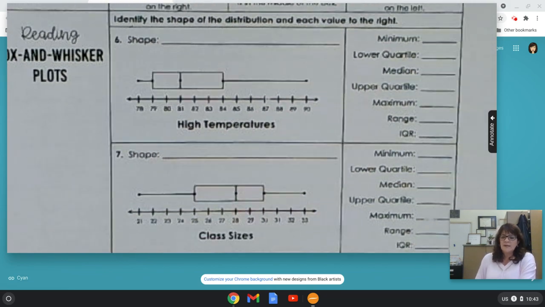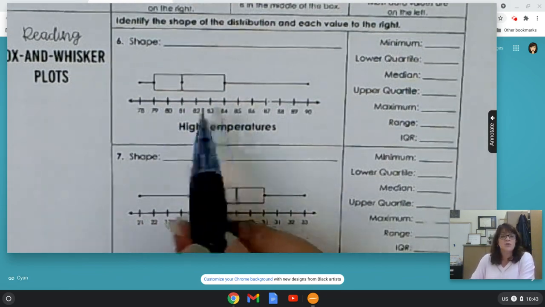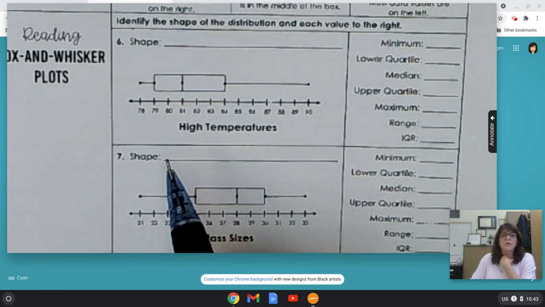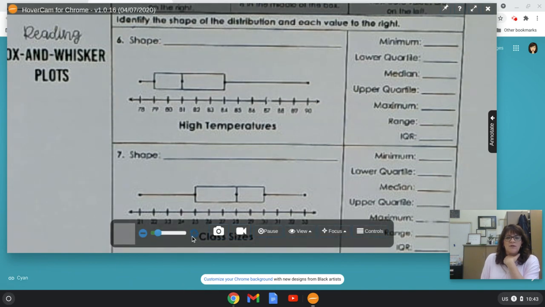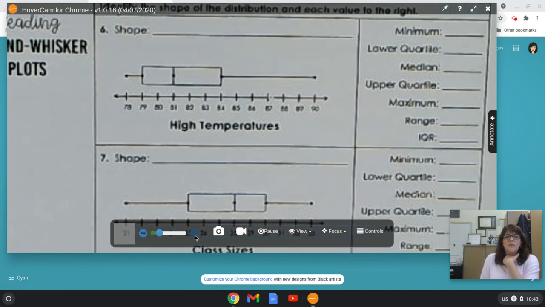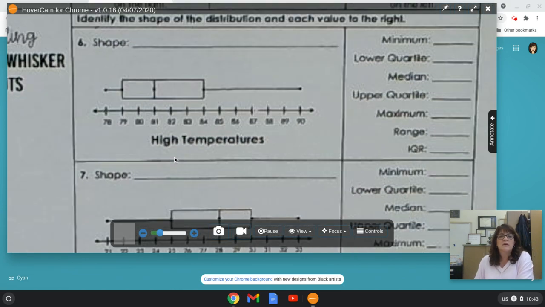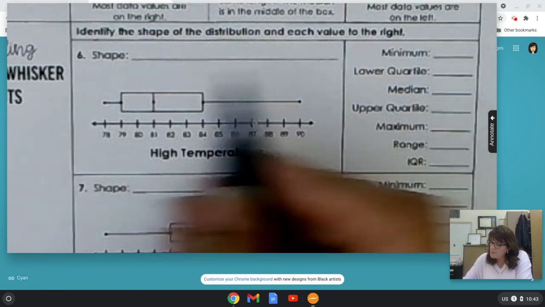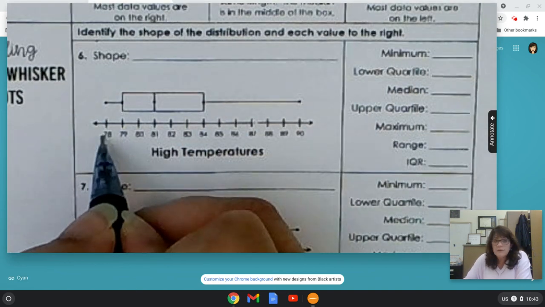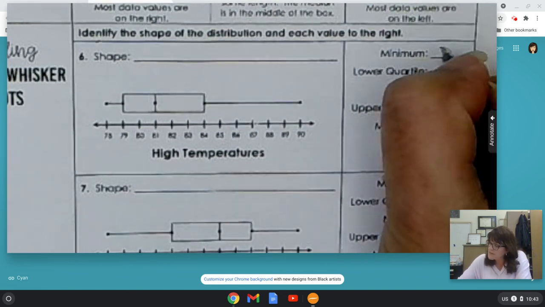So looking at this one, it's temperatures, great source of data. We want to look at what are the minimums, and I understand that in the video, it's going to be a little hard to see some of these. So I'm going to zoom in as much as I can, but I'll also say the numbers. So the minimum is this first dot. Okay, minimum is 78.